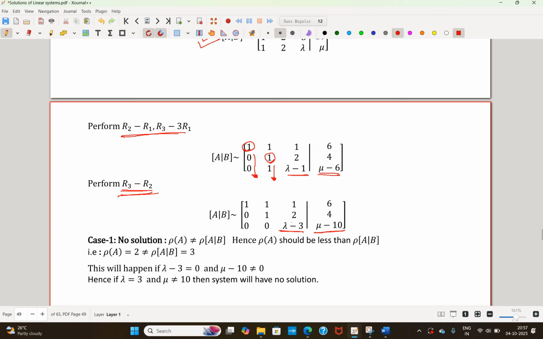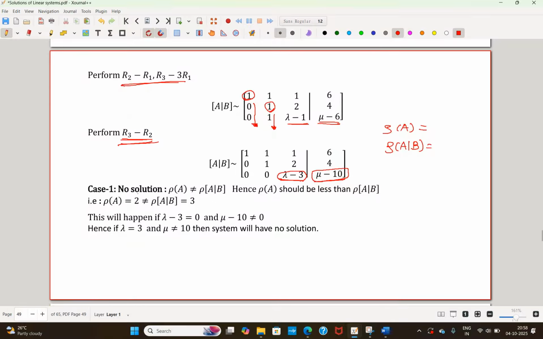Now let us concentrate on the positions: lambda minus 3, this is the A33 position, and this is mu minus 10, this is the A34 position. Now the rank of the coefficient matrix depends on lambda, and the rank of the augmented matrix depends on both values, lambda and mu. Am I right? So what you have to discuss about?